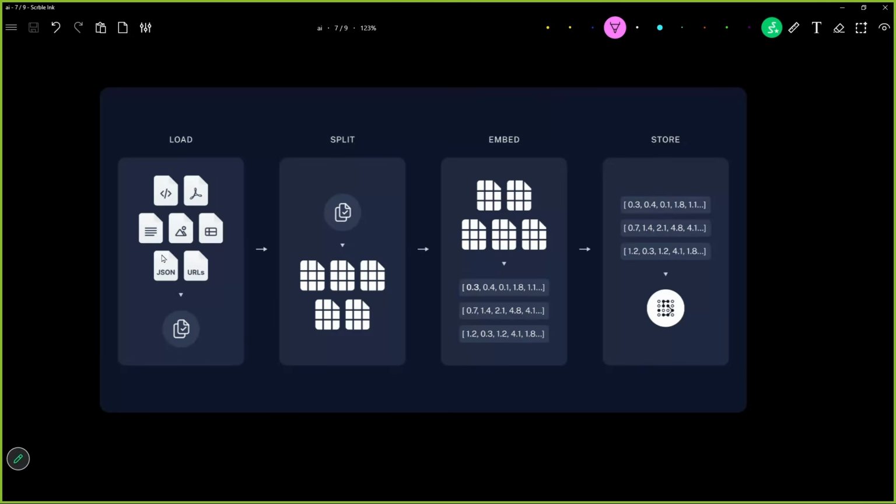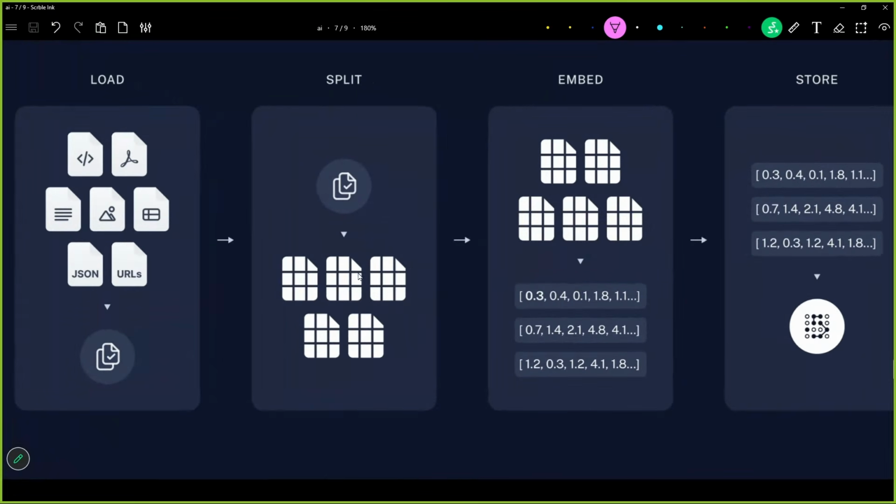And fourth is store this data into database. I've said it really quick, but let us now talk about it step by step.